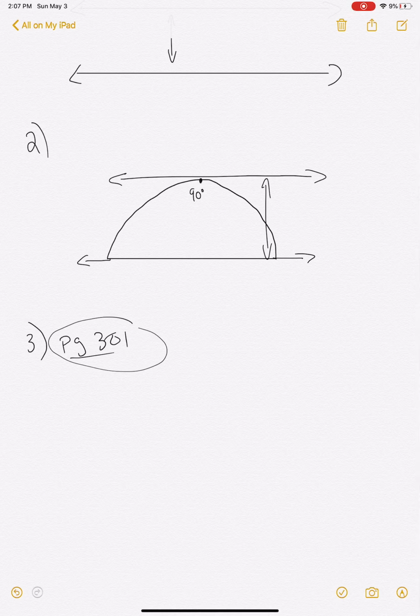So that's it. It was really short, really brief. That's it for the examples. The textbook does a really good job of explaining it. But if you have any questions, make sure you ask, and I will post the assignment in the Google Classroom.